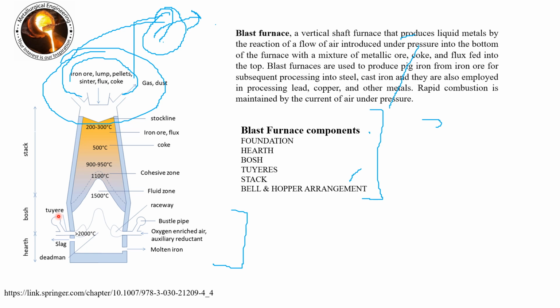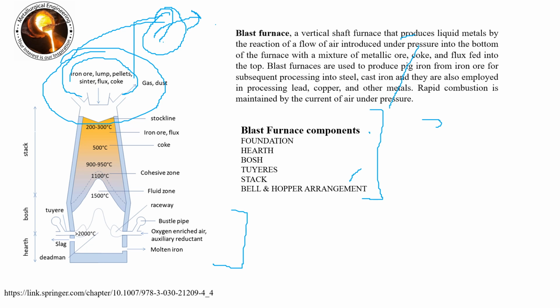At the bottom of the hearth, a few holes are created for the removal of molten slag and molten iron. We will see how they form after the reaction. These holes are closed with clay in the hearth. When the hearth is in operation, these holes are opened when molten metals and slags are taken out from the furnace. Above that, this is the bell and hopper arrangement.